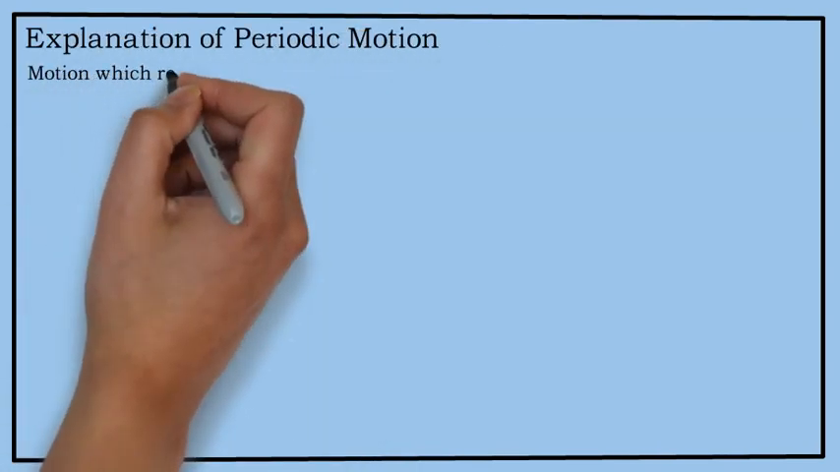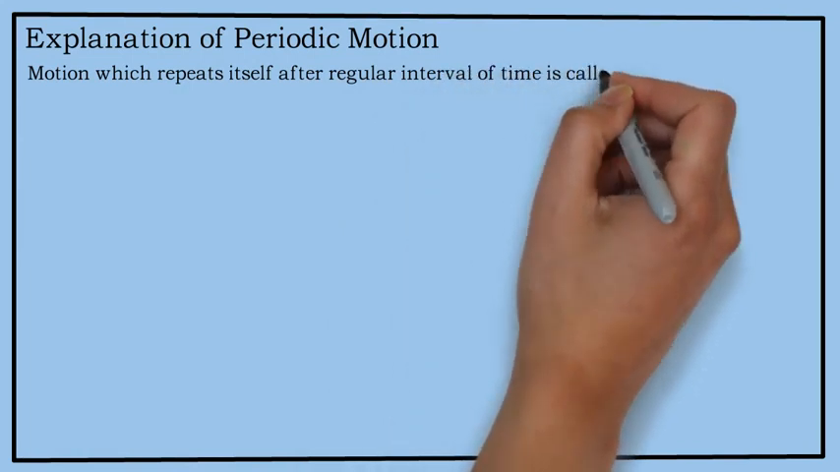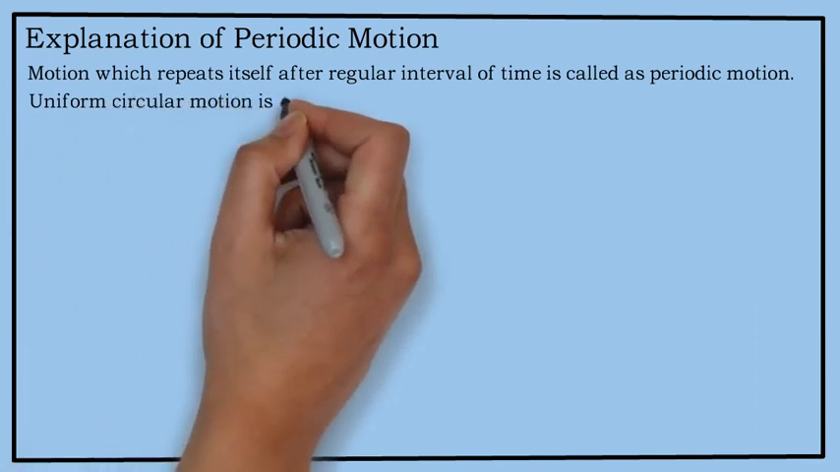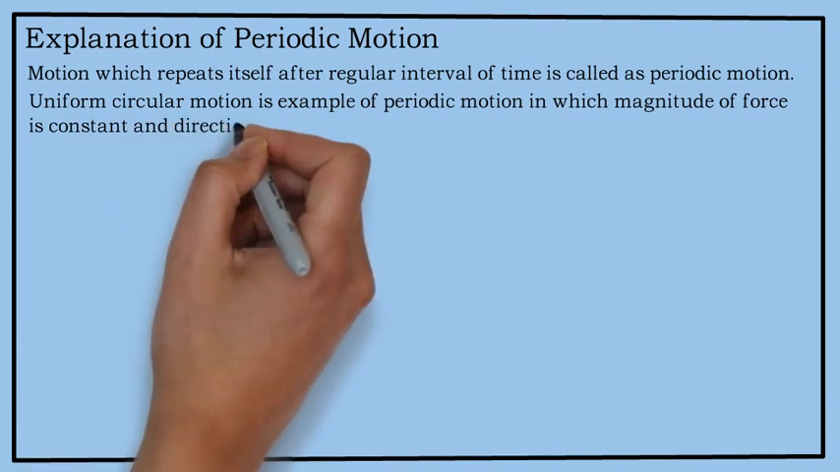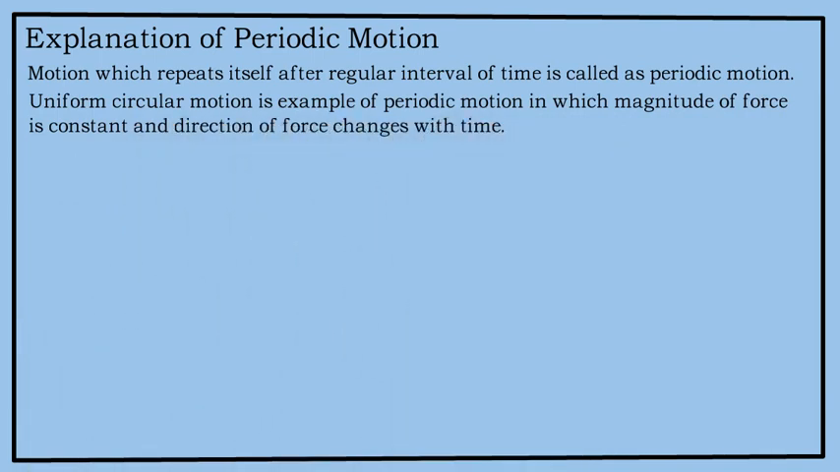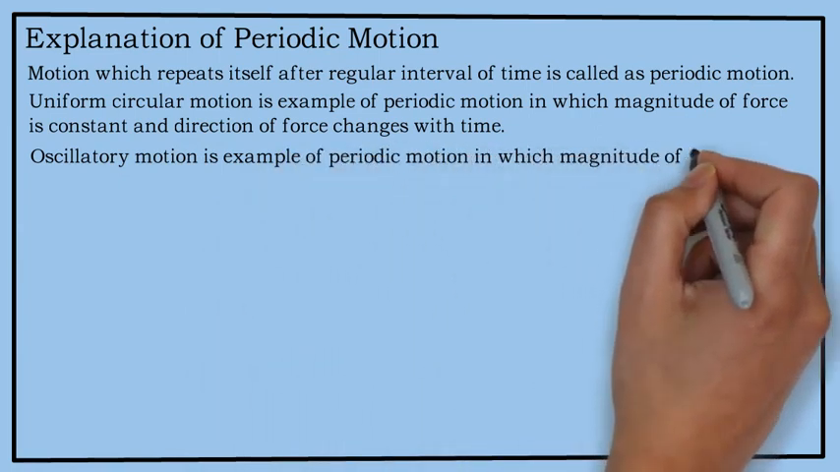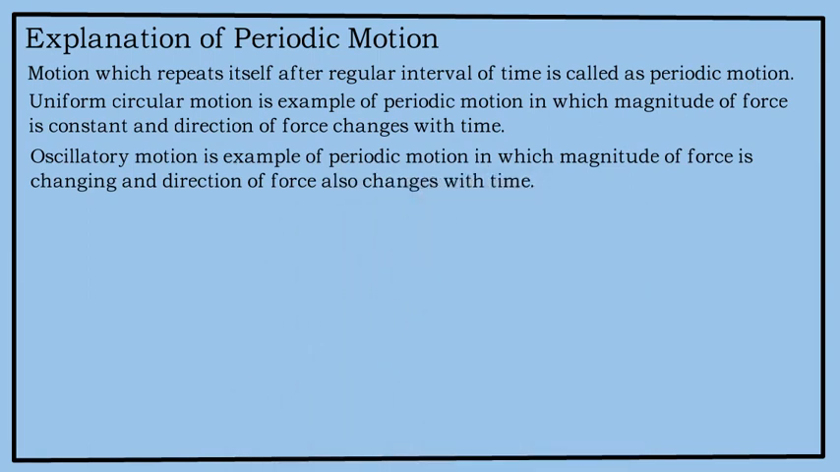Motion which repeats itself after regular interval of time is called periodic motion. Uniform circular motion is an example of periodic motion in which the magnitude of force is constant and direction of force changes with time. Oscillatory motion is an example of periodic motion in which magnitude of force is changing and the direction of force also changes with time. Periodic motion is basically the repetition of a certain set of motion after regular interval of time.